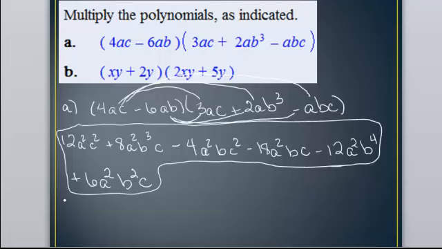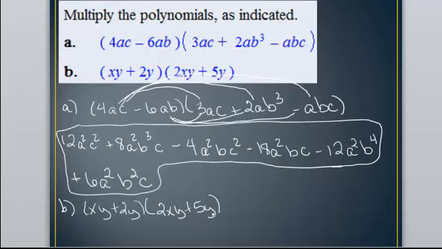Okay, so how about B? Think we can squeeze that in here? Let's see, we have xy plus 2y times 2xy plus 5y. Okay, we're going to multiply xy times 2xy. That'll give me 2x squared y squared. Xy times 5y is 5xy squared. 2y times 2xy is 4xy squared. And then 2y times 5y is 10y squared.